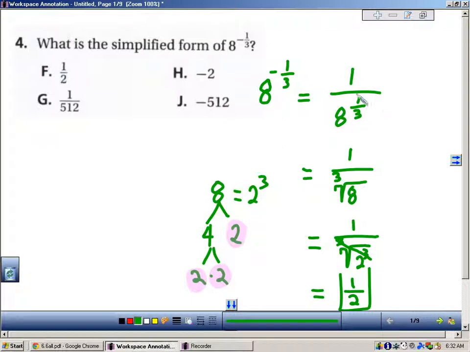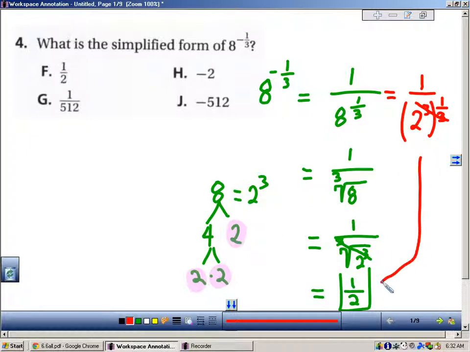Again, that could have been done at this step here with the factor tree. You could have easily done this as well, rewriting 8 as 2 to the 3rd raised to the 1/3 power. And we could see here that those powers, of course, reduce each other to 1, and 2 to the 1st power is, of course, 2, which gives us 1/2. Next question.